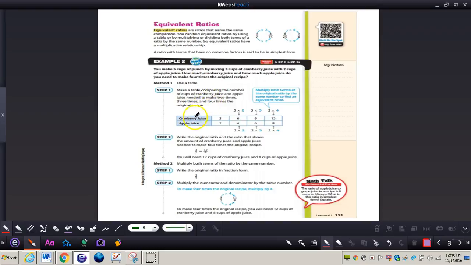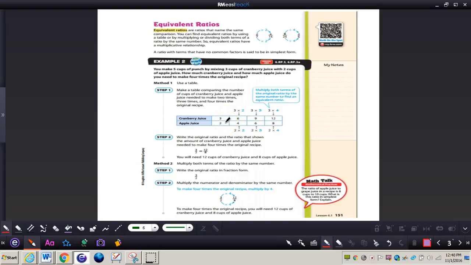You can see cranberry juice and apple juice, 3 to 2 is the ratio. So if you want to make 2 batches of this, you can see 6 to 4 is the ratio, and multiply it by 2. Multiply it by 3 to make 3 batches, and multiply it by 4 to make 4 batches there. So you have 12 to 8. So 12 to 8 ratio is equivalent to 9 to 6, 6 to 4, and 3 to 2.